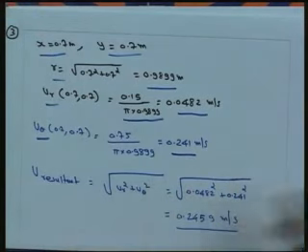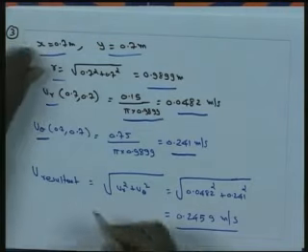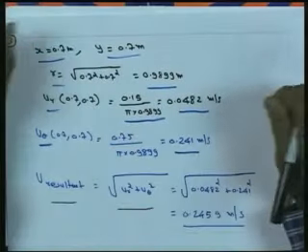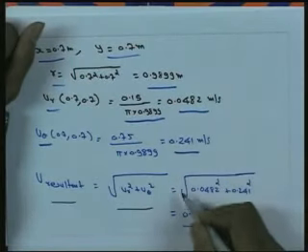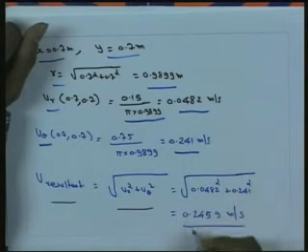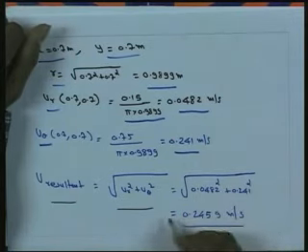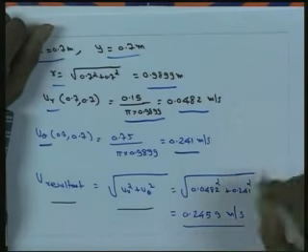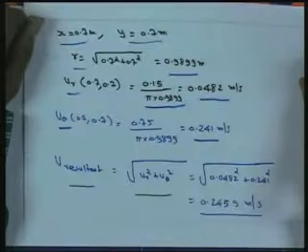So, once we obtain the radial velocity and the tangential velocity, we can obtain the resultant velocity: v resultant is equal to the square root of v_r squared plus v_theta squared. That means the square root of 0.0482 squared plus 0.241 squared. If you take the square root of this, we get the resultant velocity equal to 0.2459 meter per second.